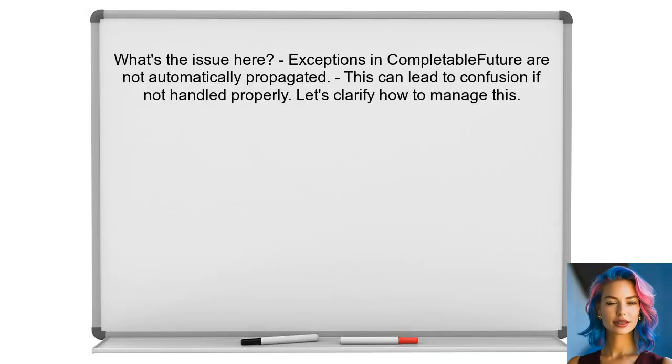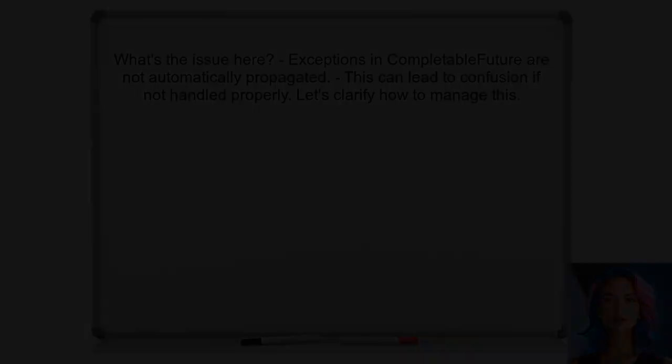So, what's the issue here? When you use CompletableFuture, exceptions thrown inside the asynchronous task are not automatically propagated to the calling method. This can lead to confusion if you're not handling it properly. Let's clarify how to manage this.